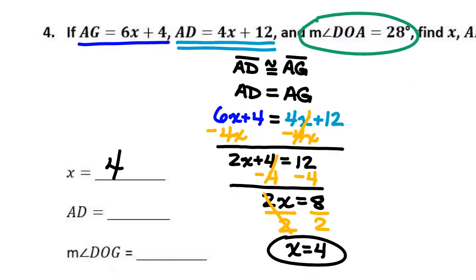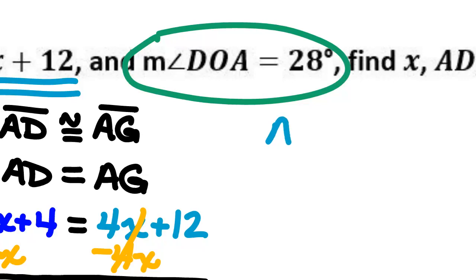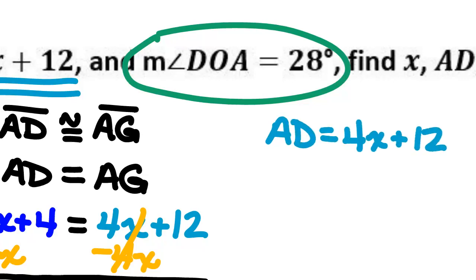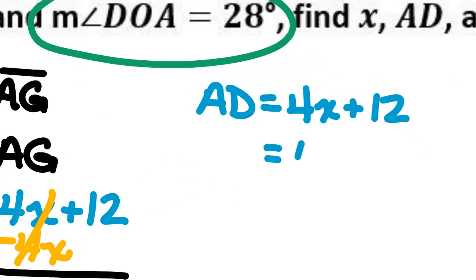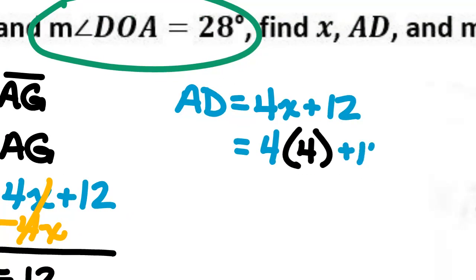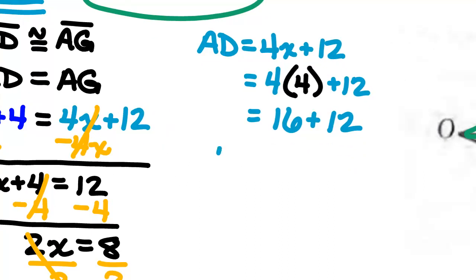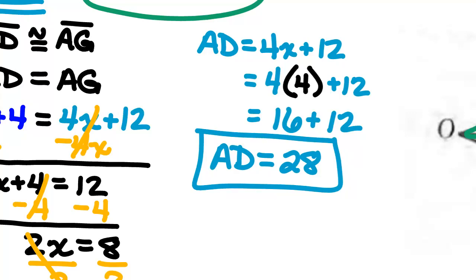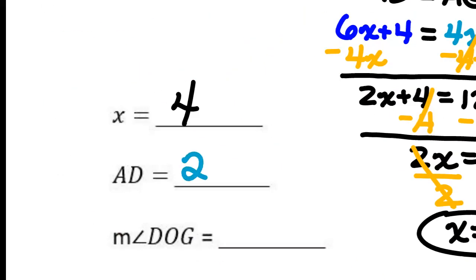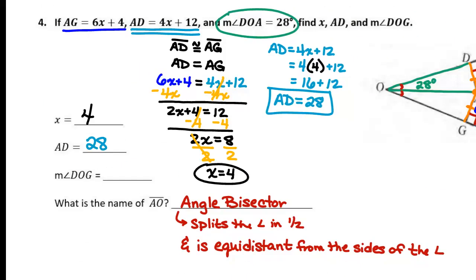Now I need to find AD. Well, AD is equal to 4x plus 12, and we just found that x is how big? 4, so 4 times 4 plus 12. 4 times 4 is 16. And 16 plus 12 would give me what? 28. So AD is 28. There's only one more thing I need to find.